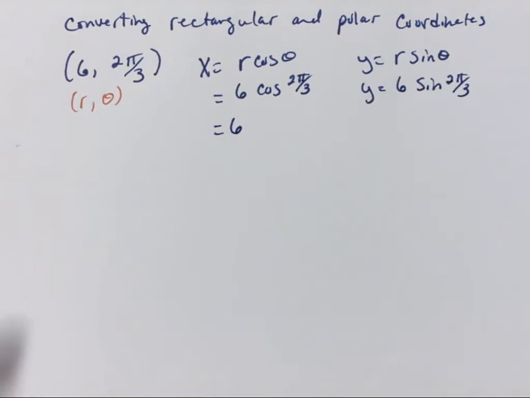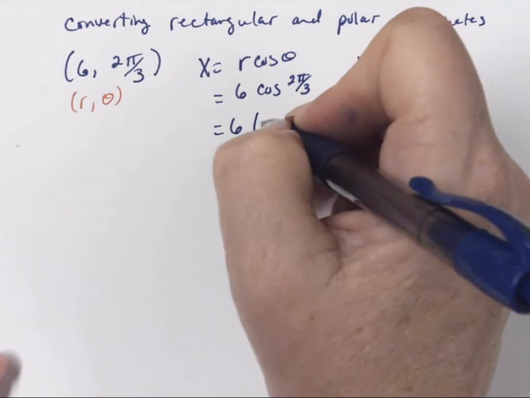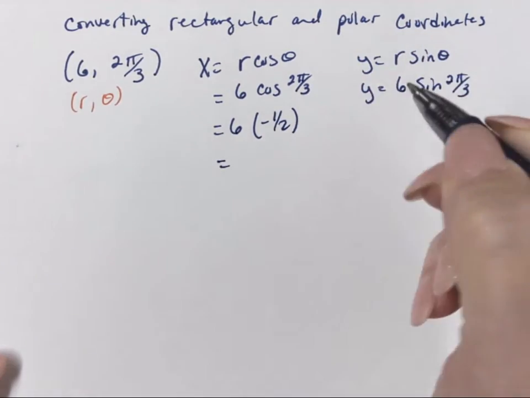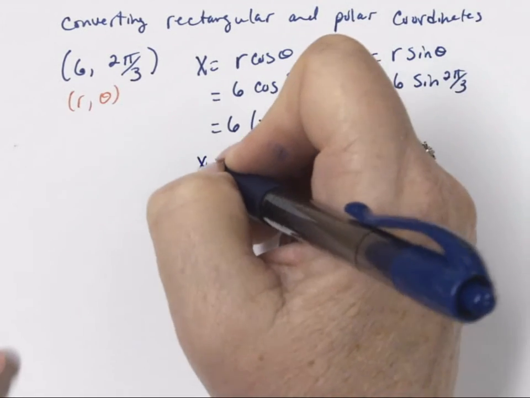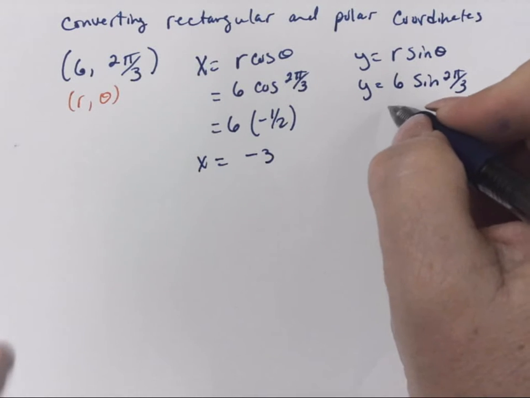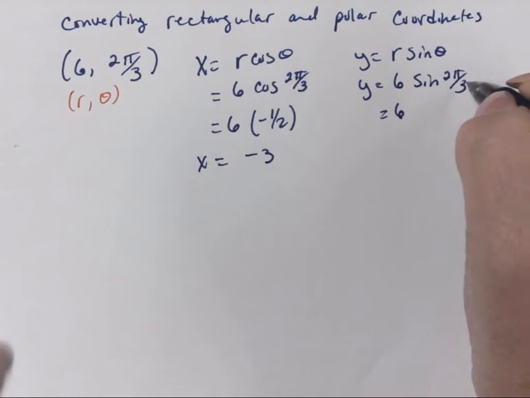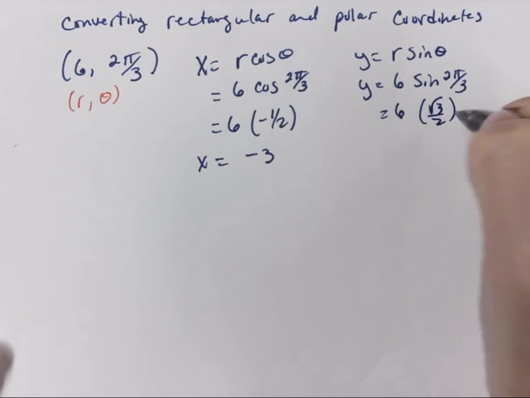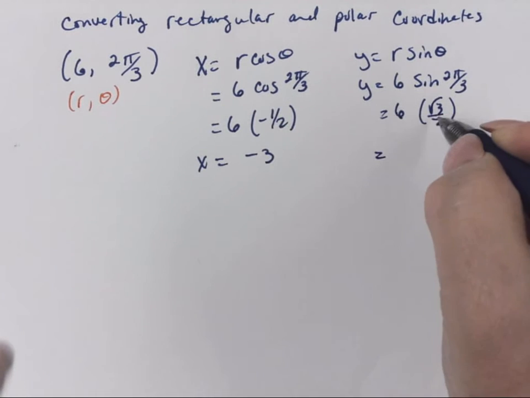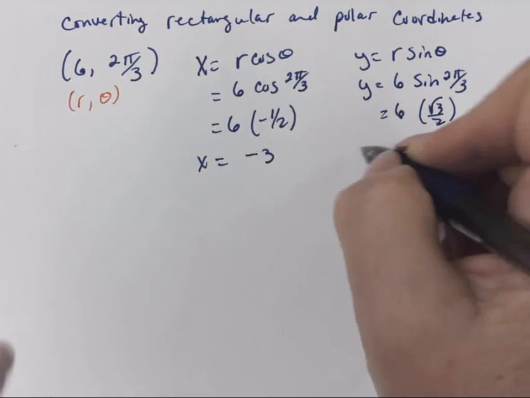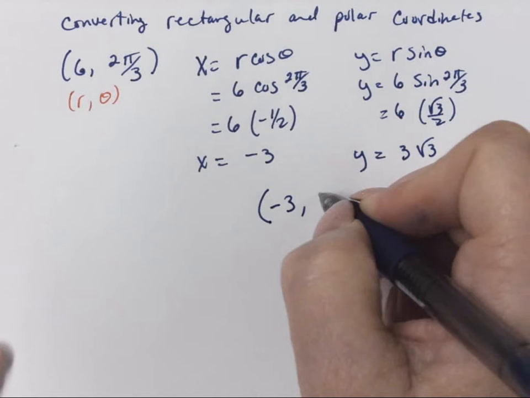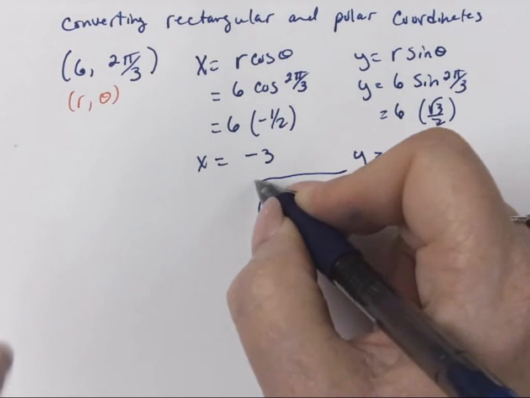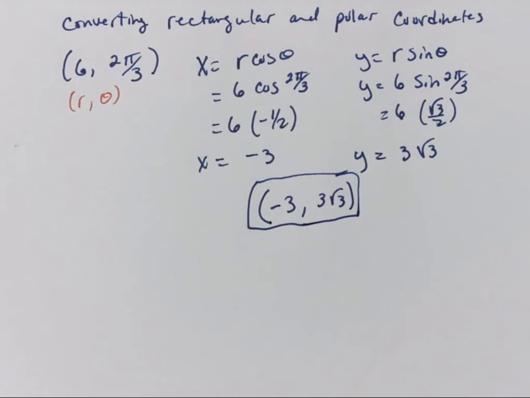Well, this is 6, and cosine of 2 pi over 3 is going to get us negative 1/2. 6 times negative 1/2 will get us negative 3. So that's what our x value is. Our y value is going to be 6 times the sine of 2 pi over 3, which is the square root of 3 over 2. Well, 6 divided by 2 will get me 3 square roots of 3. So there's my y. I make it into a point, my x and my y, and this would be your final answer. That's converting the polar to rectangular.